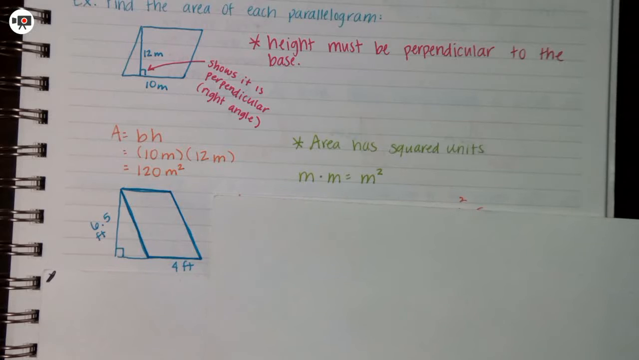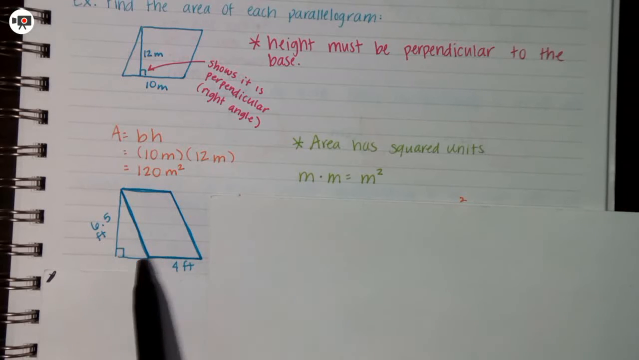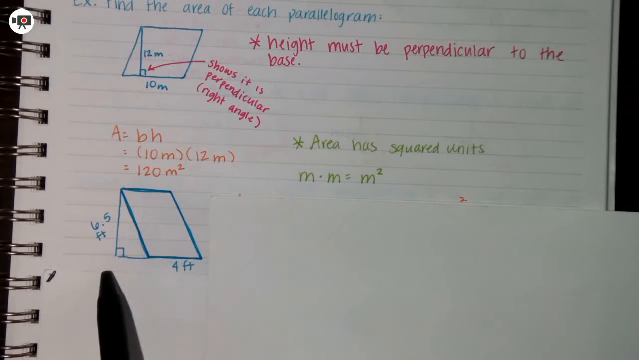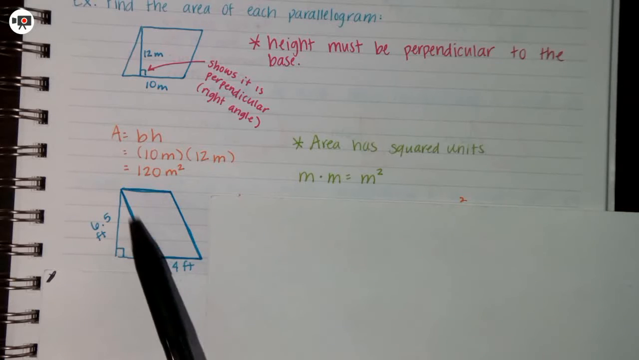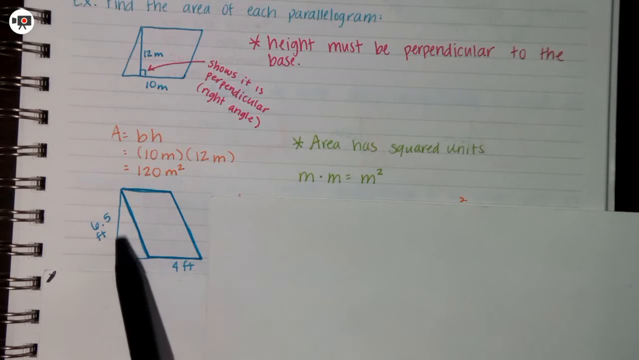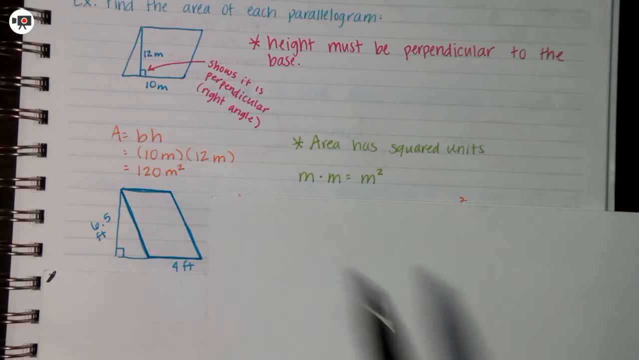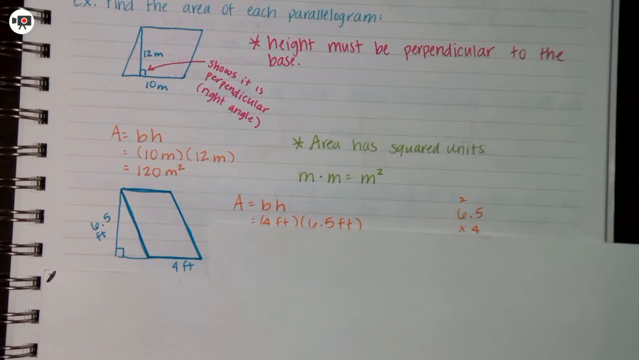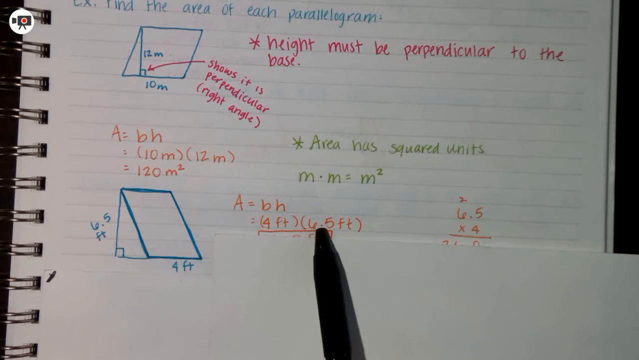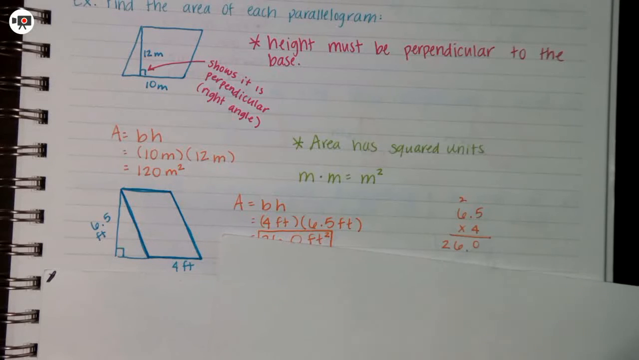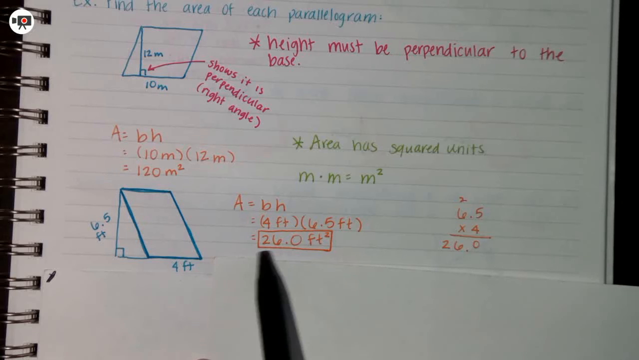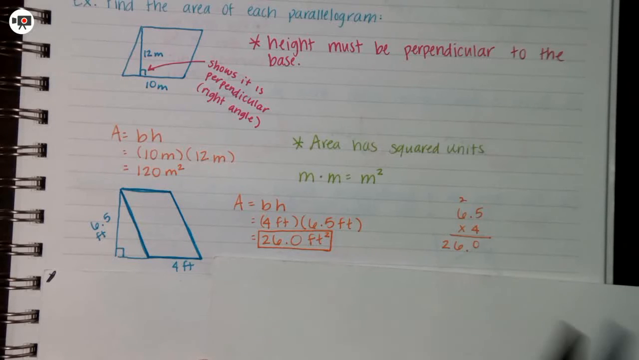Now here's another one. If I have 4 feet and 6.5 feet in my height, notice it is not the slanty side, but it is the straight perpendicular to the bottom. So area is 4 times 6.5, and if I do 4 times 6.5, that is 26. Remember, you have to move your decimal once because I have one decimal here. So my answer is 26 feet squared.